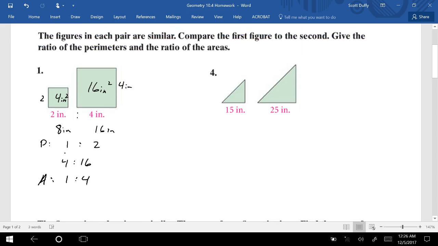Okay, so number 4. I'm just going to look at 15 to 25 and see what that simplifies to be. Divide them both by 5, and I get a ratio of 3 to 5. That is my perimeter ratio. Now, the easiest way to find the area ratio is to square both of these numbers. 3 squared is 9, 5 squared is 25. So it should be 9 to 25. Check my answer key. And that's what we get.